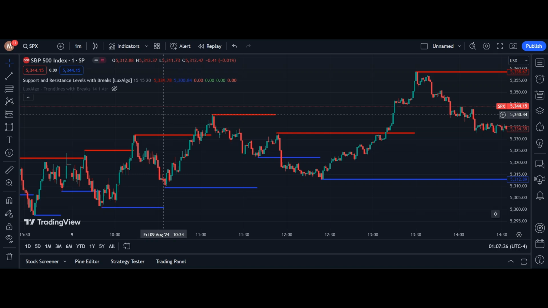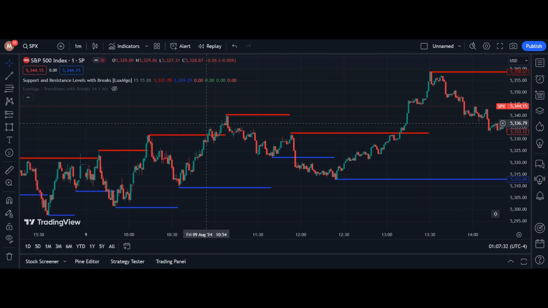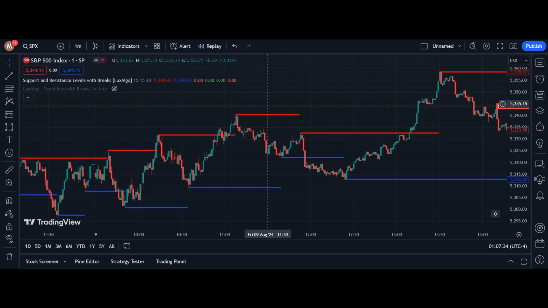Hi. So today we're going to be talking about how to use support and resistance levels to help you trade. Support is basically the blue lines at the bottom, so the lows or the troughs of the chart, and resistance are these red lines, so the highs or the peaks of the chart.